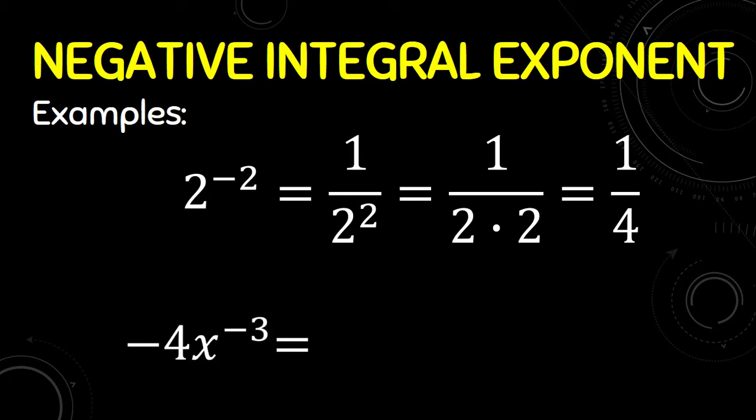Another example, we have here negative 4x raised to negative 3. Notice that in this example, only x was raised to a negative exponent. In other words, only the variable x will be transferred to our denominator. So we have here negative 4, and x raised to negative 3 will be transferred to our denominator and will become positive. That is x cubed.